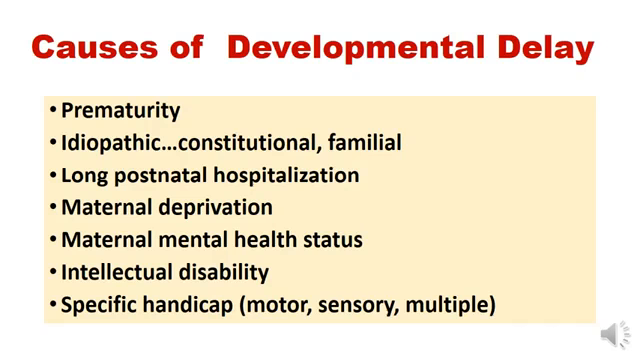What about the causes of developmental delay? There are many causes that can delay the development of a child. They include events that precede conception, or factors and causes that may alter the development of a child or an infant during his intrauterine life, or at birth, or the period that follows birth. They include prematurity, they could be idiopathic, they include long postnatal hospitalization, maternal deprivation, maternal mental health status, intellectual disability, specific handicaps, including motor, sensory, and multiple.